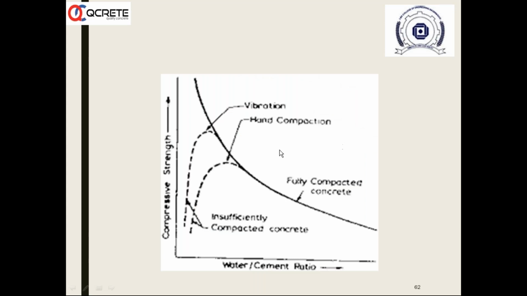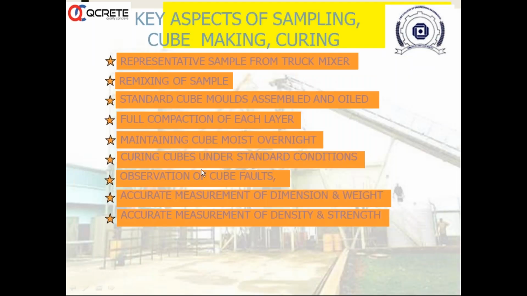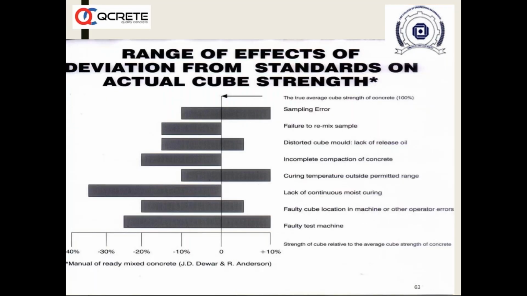If you don't do compaction, then the strength will be lost. We will have a lower strength. Every 1% of uncompacted concrete means a 5% loss in strength. And then curing cubes under standard conditions, we need to observe the cube faults, how the cubes are crushed, accurate measurement of dimension and weight, and accurate measurement of density and strength of concrete that we need to check.